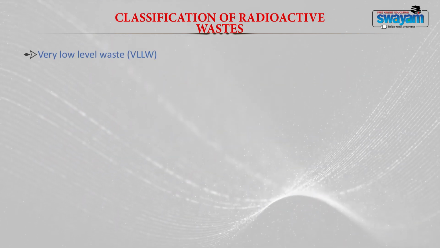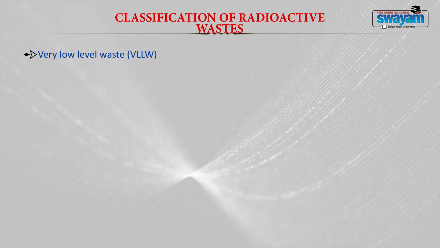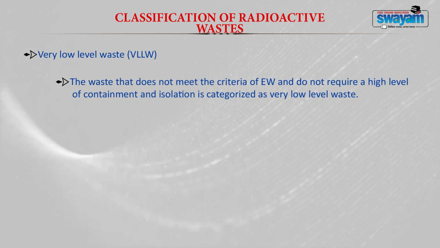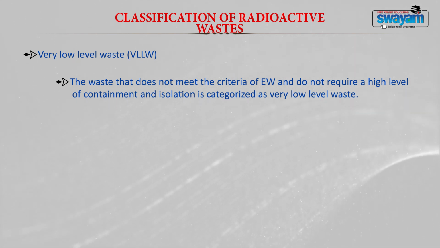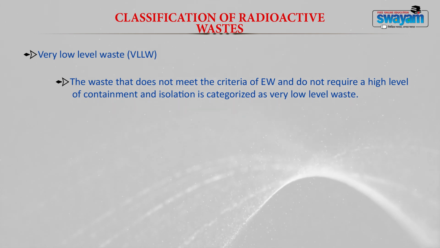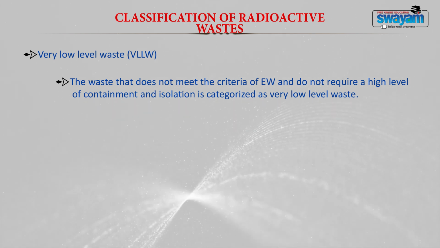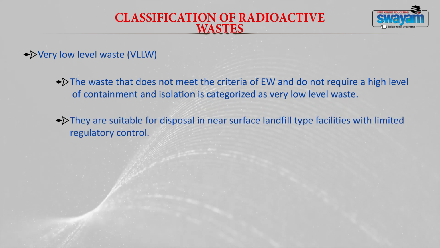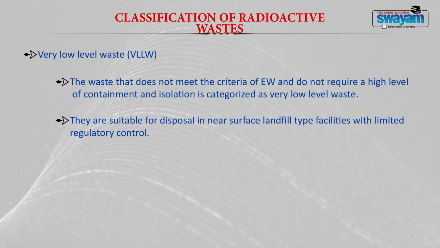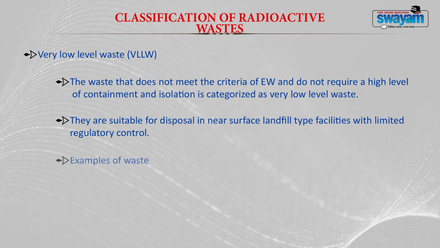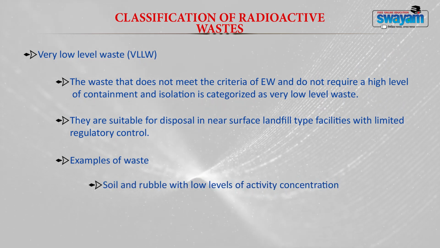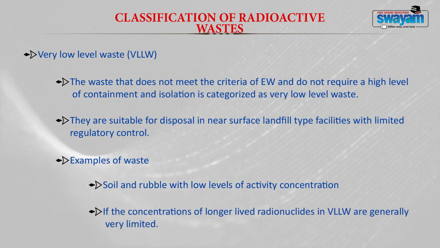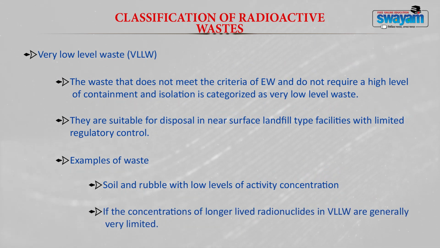Next category is very low level waste. Waste that does not meet the criteria of exempt waste and does not require a high level of containment and isolation is categorized as very low level waste. They are suitable for disposal in near surface landfill type facilities with limited regulatory control. Examples are soil and rubble with low levels of radioactivity concentration. The concentration of longer lived radionuclides in VLLW is generally very limited.